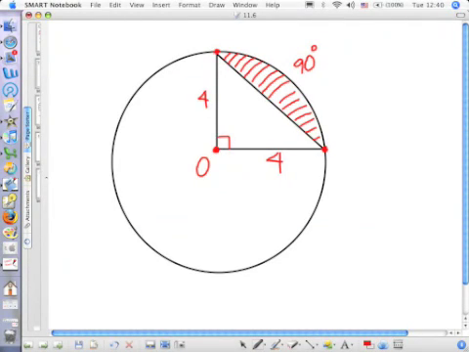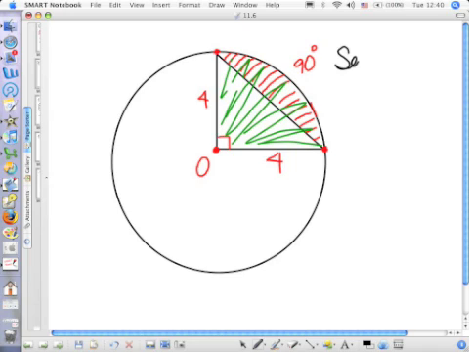I'm going to find the measure of the whole sector, this whole thing here. The whole thing. And then I'm going to take out the triangle. So a specific formula would be the area of a sector minus the area of a triangle.